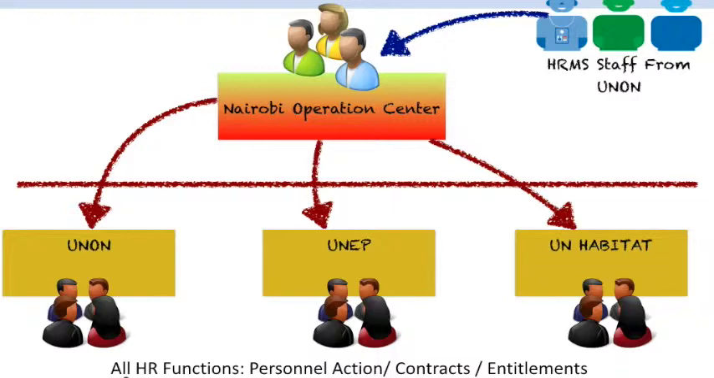manages three entities, respectively UNON, UNEP, and UN Habitat. And a staff member from UNON can be assigned to an operations center role, which in turn entitles the staff member to have three entities being managed under one umbrella. And all HR functions, personal action, contracts, and entitlements will be managed by them. And it controls access as well as workflow. And there will not be any HR partner roles in the client entities.